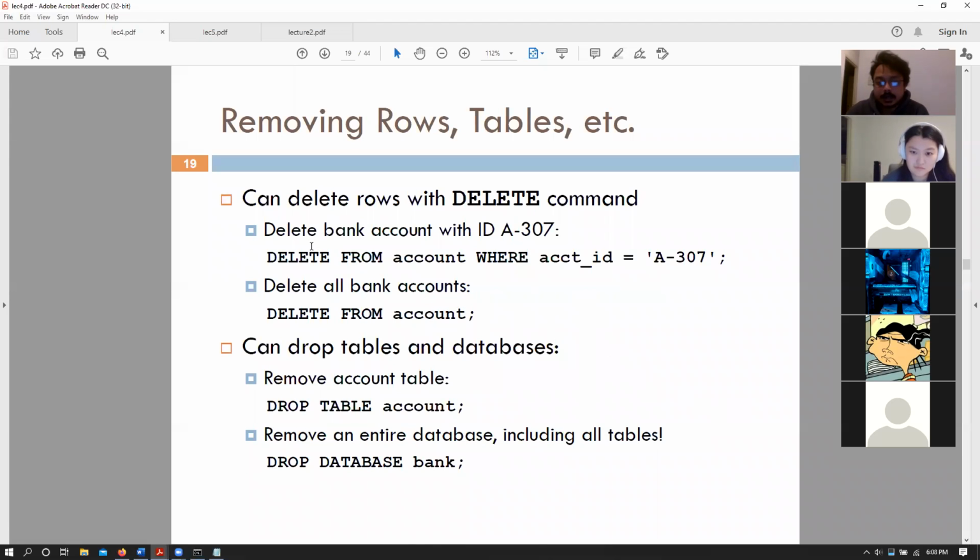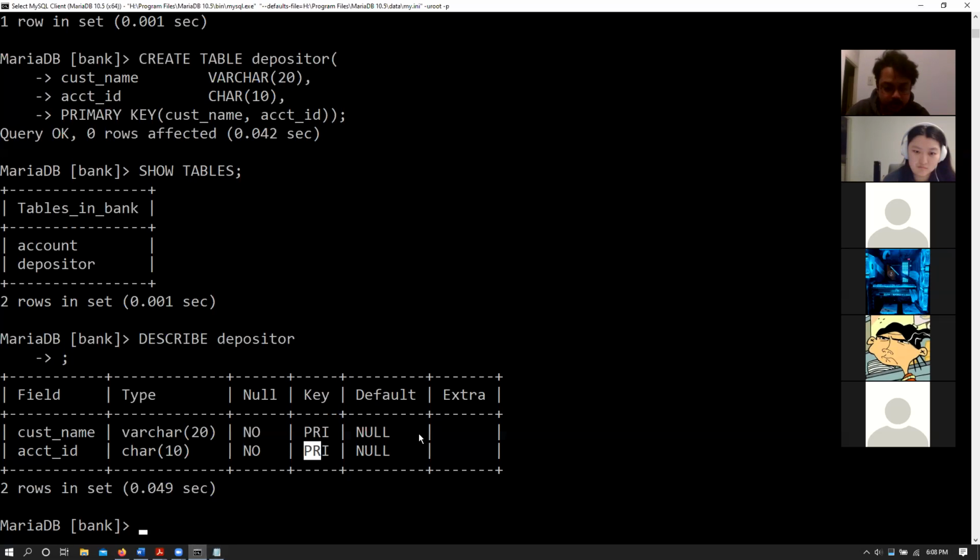We also have things like delete from account. So essentially it says delete from account where account ID is 307. It is self-explanatory. So from account, delete the entire row where this particular predicate matches, that is account ID is 307.